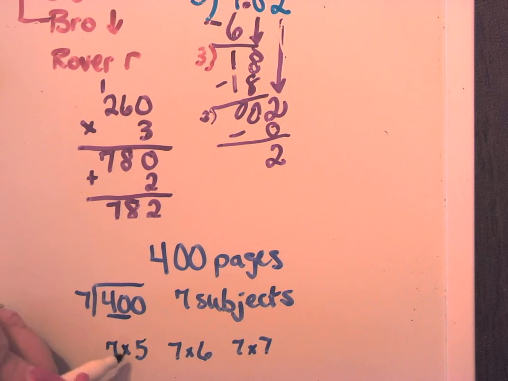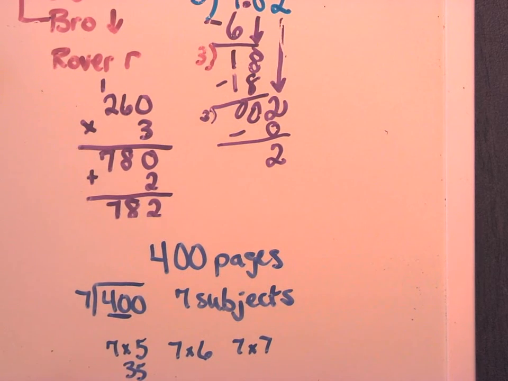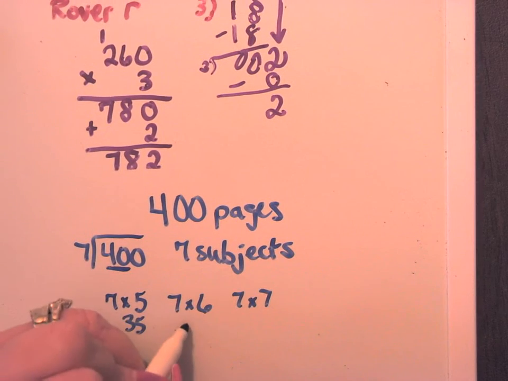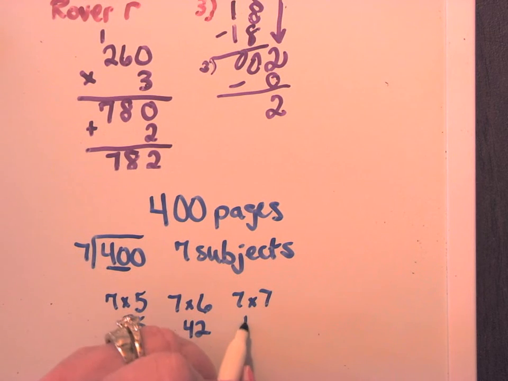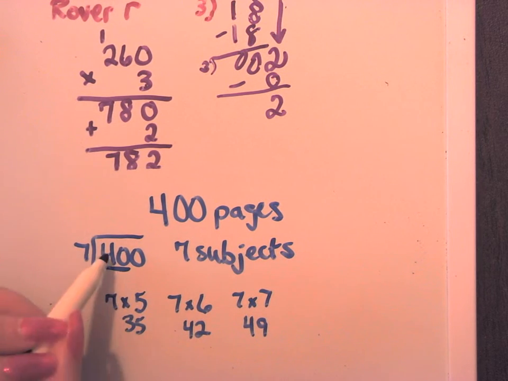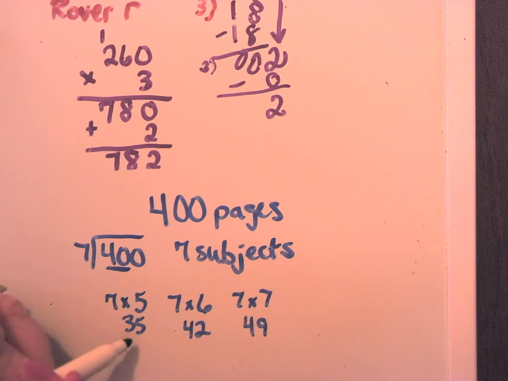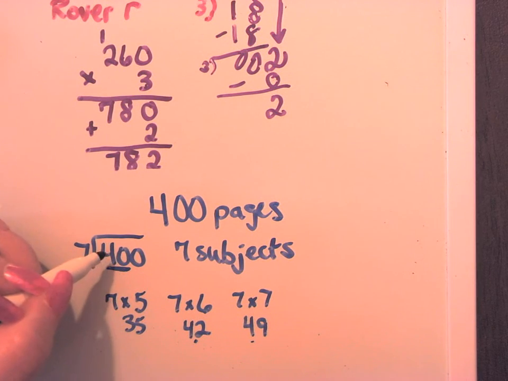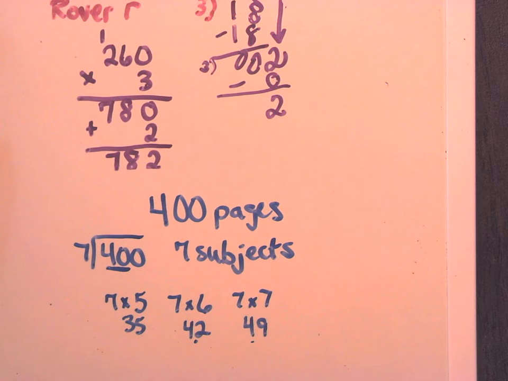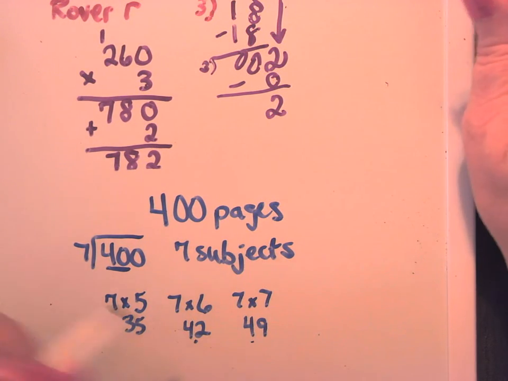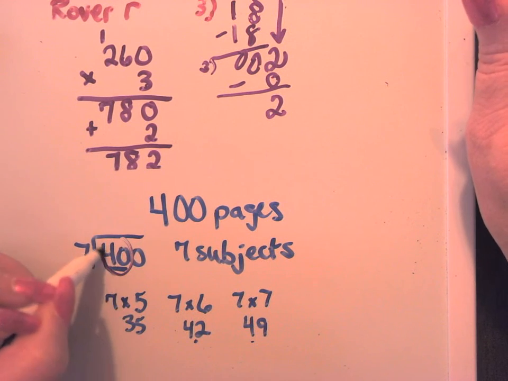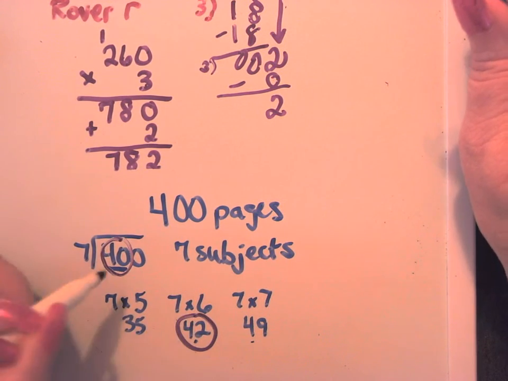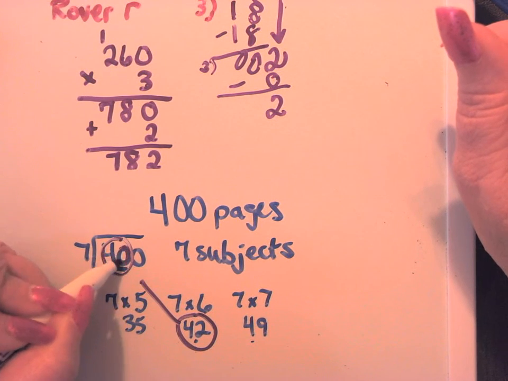All right, so 7 times 5 is 35. I don't know if you can still see that. 7 times 6 is 42. And then 7 times 7 is 49. I want to find the closest number to 42. Is it 35, 42, or 49? Hopefully you said that it's 42. So what you want to do is to get a nice number with no remainders, you're going to change this number right here. And I want to change that number to 42.